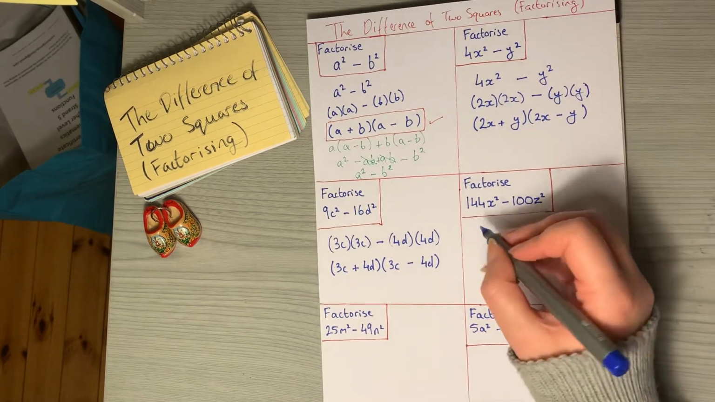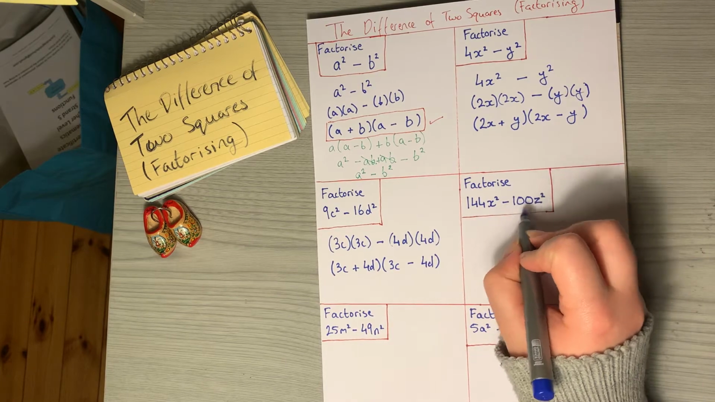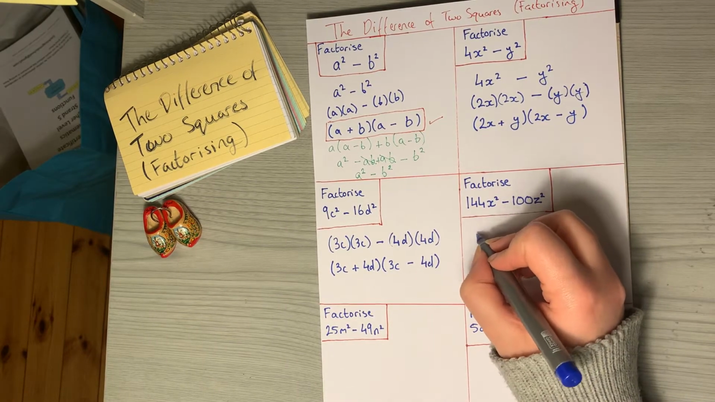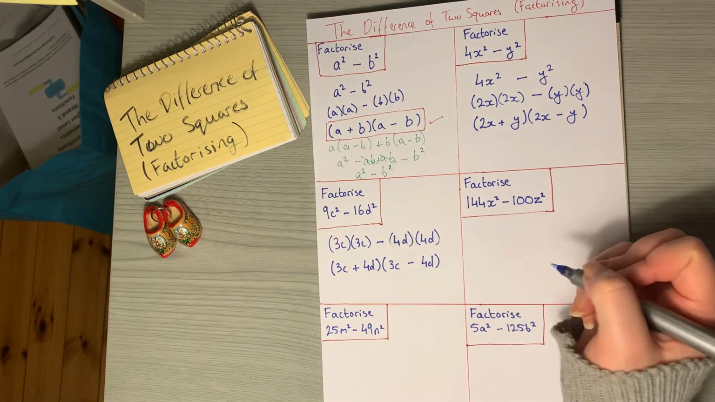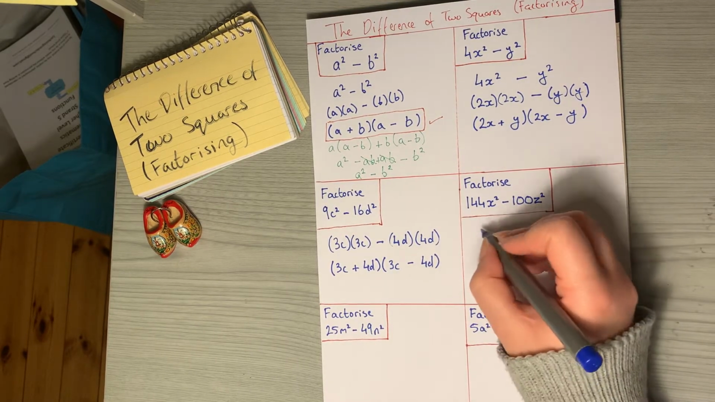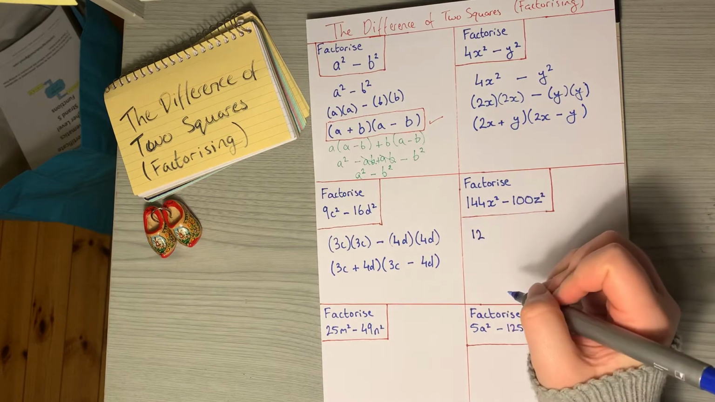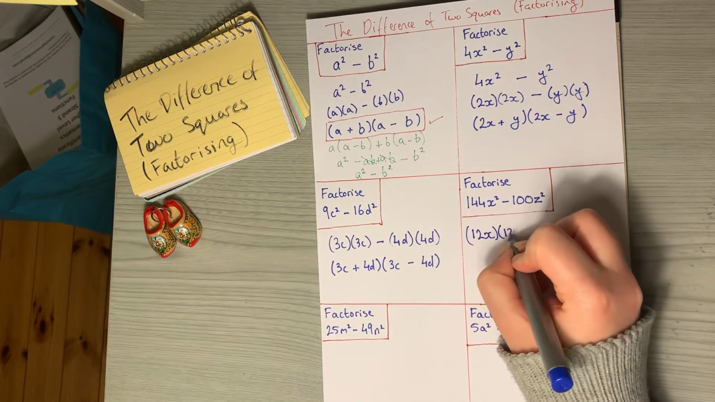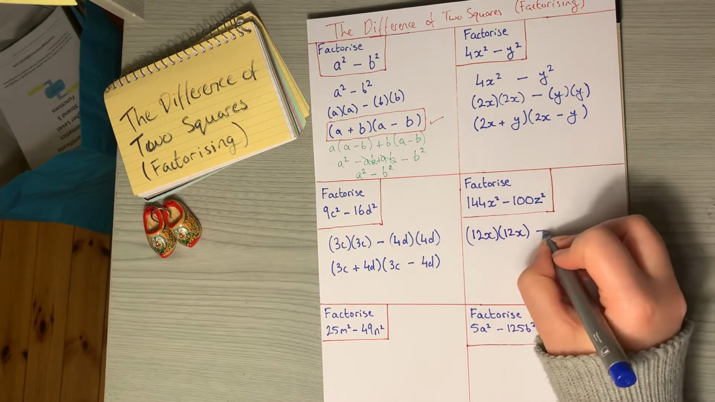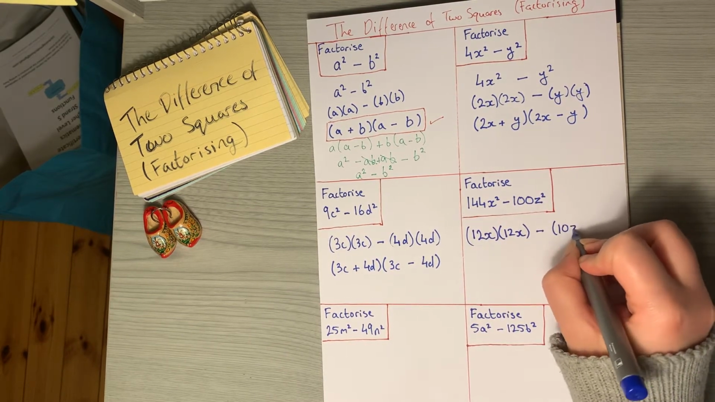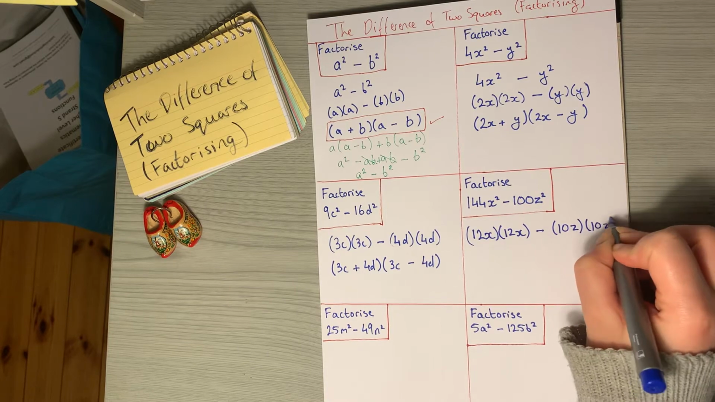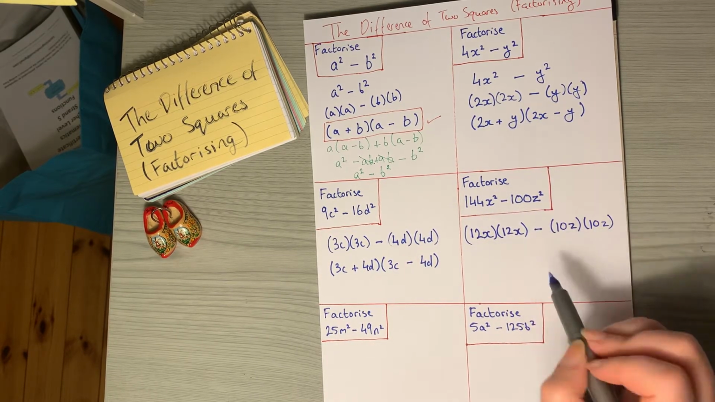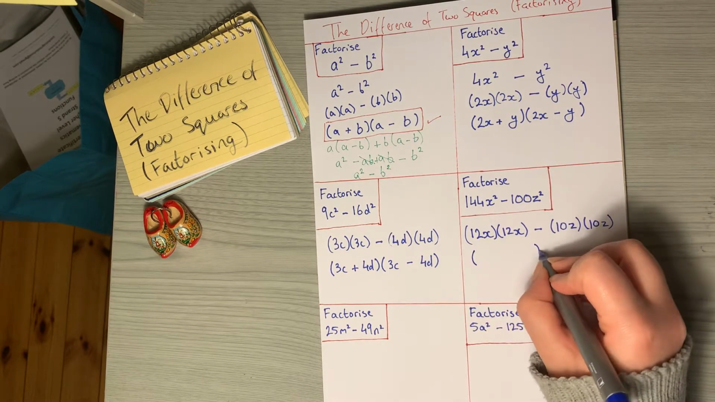Alright, next one. 144x squared minus 100z squared. So the square root of 144, so the number that's going to multiply by itself to give me 144, is 12. And then I'm going to need an x to get me that x squared. Minus 10z times 10z. Again, 10 by 10 is going to give me the 100, and z by z is going to give me the z squared. Then we open up two brackets.